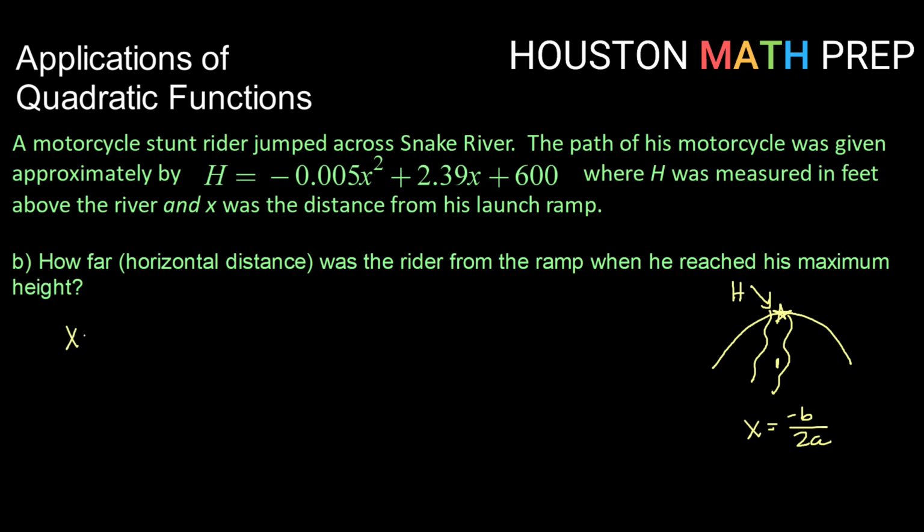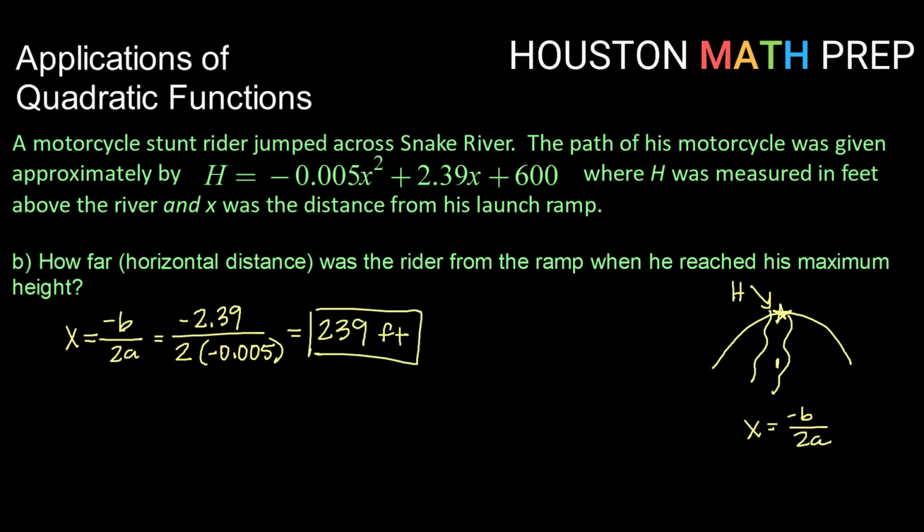So recall, we found that negative b over 2a was negative 2.39 divided by 2 times negative 0.005, and that came out to be 239 feet. So when the rider hit his maximum height at the vertex of his path, he was 239 feet from his launch ramp.